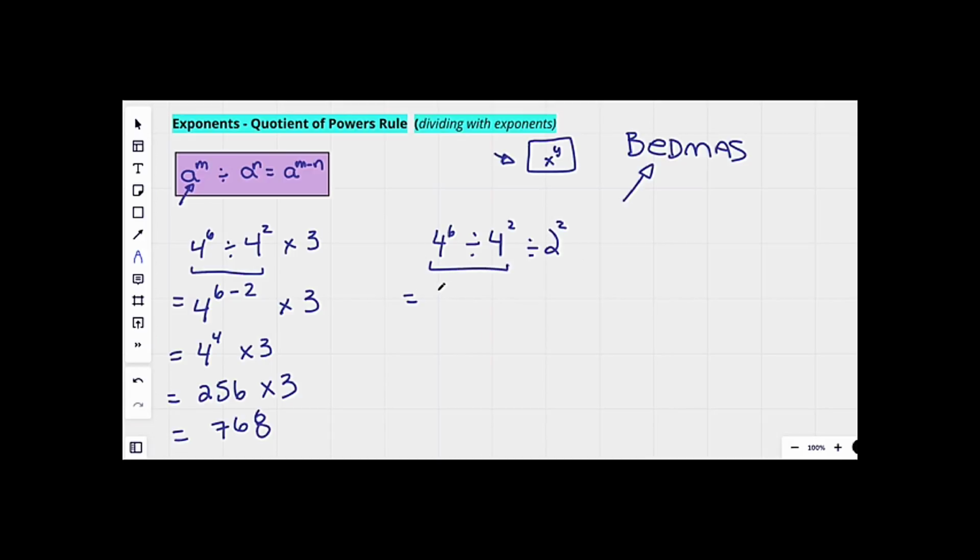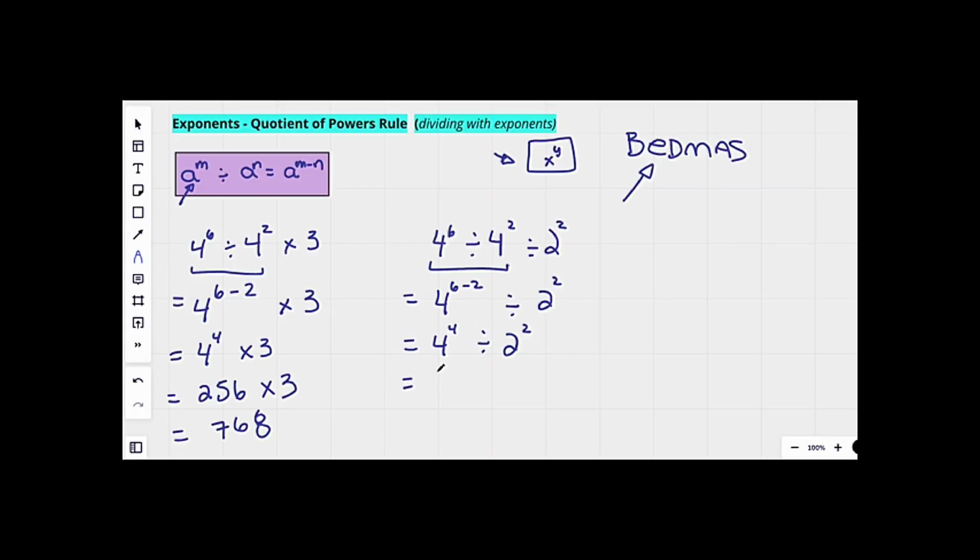Okay, well, let's go ahead and do that. So 4 to the power of 6 minus 2 divided by 2 to the power of 2. Okay, we're still going to do that part. It's just not part of our quotient of powers rule. Okay, so we have now 4 to the power of 4 because if you have 6 and you minus 2, you get a 4, divided by 2 to the power of 2. I like to bring everything throughout every single step.